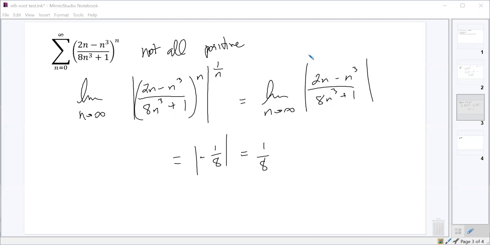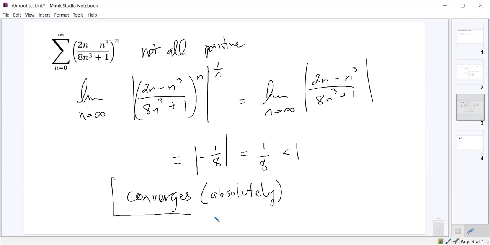And you should be able to tell me that 1/8 is less than 1, and therefore this converges. And we could also indicate it doesn't just converge, it converges absolutely. The absolute value of this series converges, and this series itself converges. Easy enough?